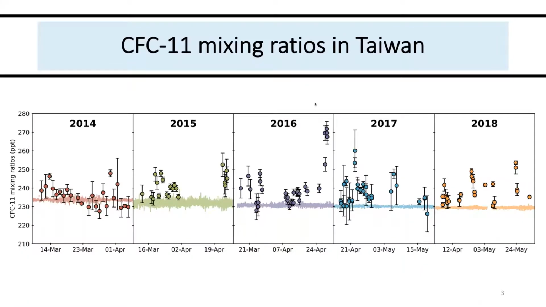These are our CFC11 measurements from Taiwan. I have also included CFC11 mixing ratios from Mauna Loa in Hawaii for comparison. They are the coloured squiggly lines going along the bottom. You can see that sometimes the CFC11 mixing ratios in Taiwan are similar to what they are in Hawaii, but sometimes they are higher. And higher CFC11 mixing ratios are an indication of CFC11 emissions from relatively nearby sources. So what we want to do is investigate where this CFC11 is coming from.